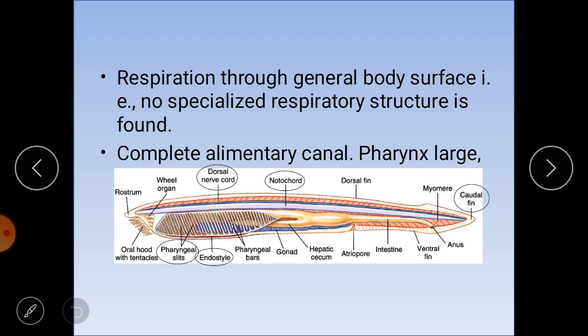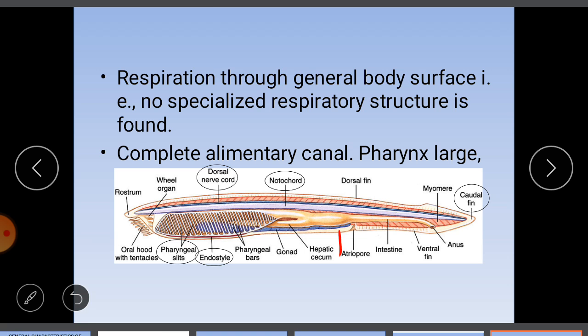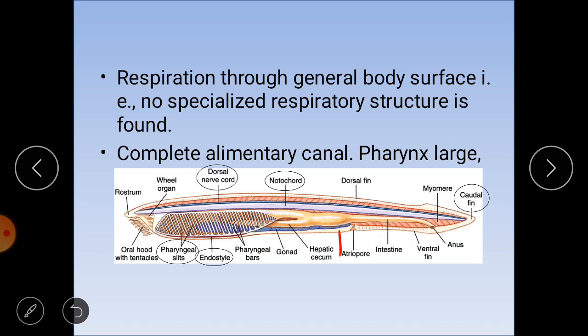Complete alimentary canal present. Of course, you could see here in this picture, they have a complete alimentary canal, means the digestive system is complete. You could see here, this is the oral hood or the mouth, and it continues here into the intestine portion. So this is the intestine, the yellow portion, and it will end as the anal structure, right? The digestive system begins from the mouth and ends at the anus, so this is the complete digestive system.